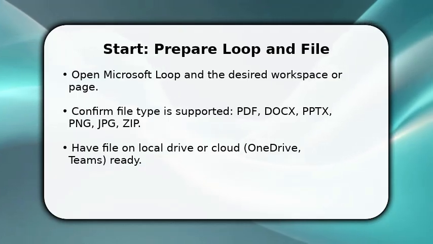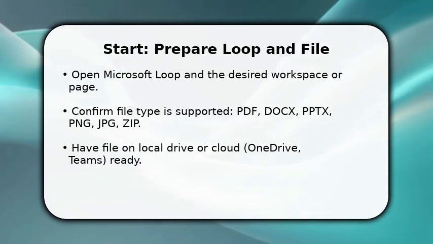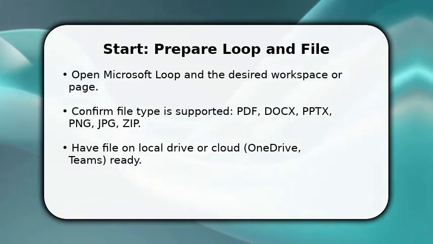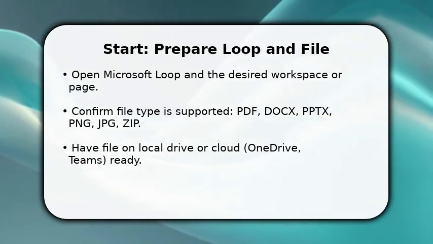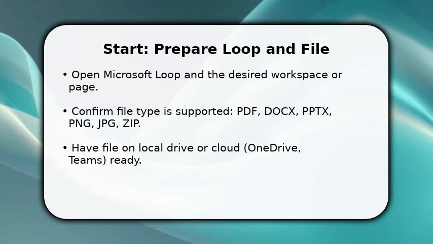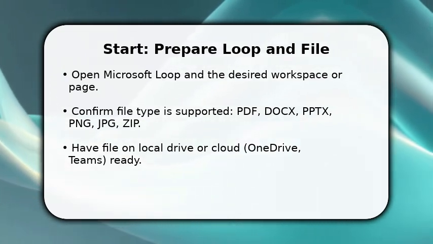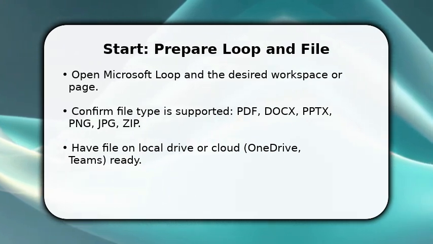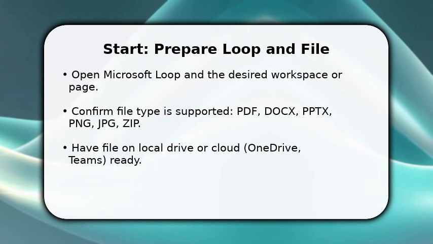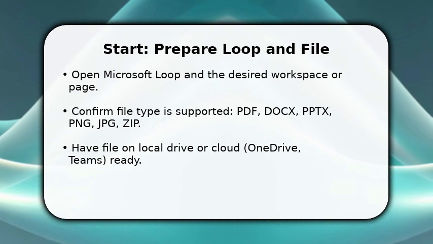You begin by opening Microsoft Loop and navigating to the specific page or component where the file belongs. Once there, make sure your file is accessible on your device or in OneDrive. This reduces interruptions. You should check the file type and size because Loop supports common formats but may limit very large files. Start the upload now by selecting the component you want. This first action ties the file to the right context and speeds collaboration.